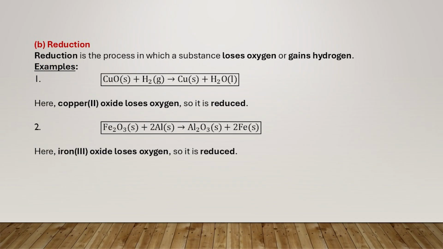B. Reduction. Reduction is the process in which a substance loses oxygen or gains hydrogen. Examples: 1. CuO(s) + H2(g) → Cu(s) + H2O(l). Here, copper(II) oxide loses oxygen, so it is reduced. 2. Fe2O3(s) + 2Al(s) → Al2O3(s) + 2Fe(s). Here, iron(III) oxide loses oxygen, so it is reduced.